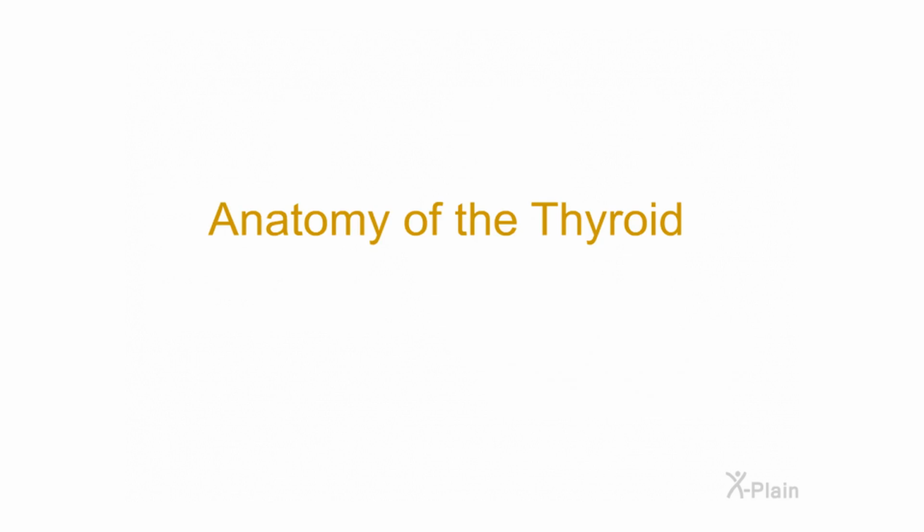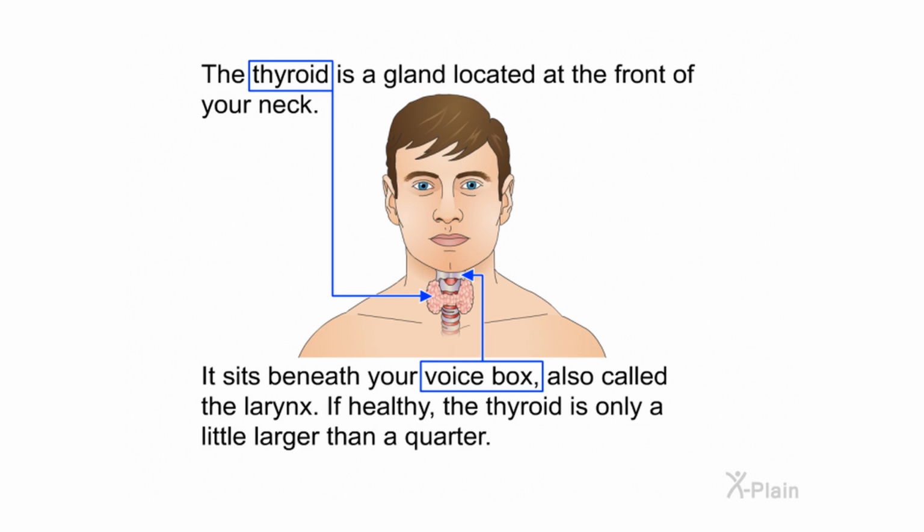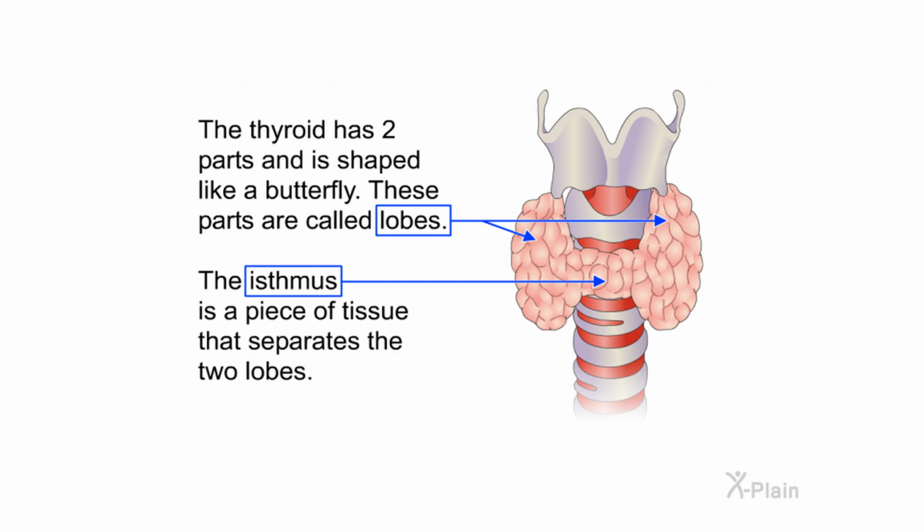Anatomy of the thyroid. The thyroid is a gland located at the front of your neck. It sits beneath your voice box, also called the larynx. If healthy, the thyroid is only a little larger than a quarter. The thyroid has two parts and is shaped like a butterfly. These parts are called lobes. The isthmus is a piece of tissue that separates the two lobes.